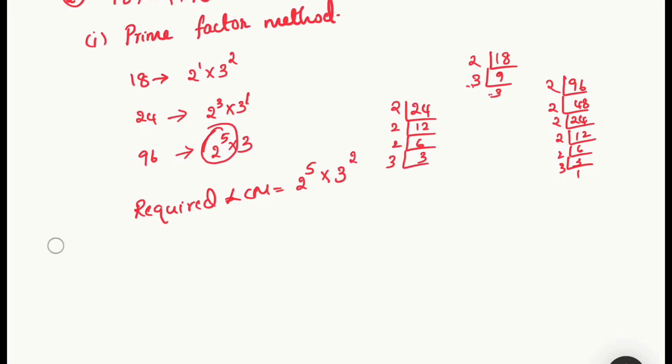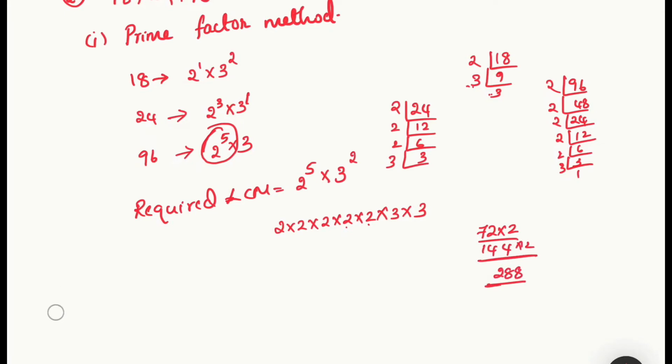So what is 2 to the power of 5? How do I write it? 2 into 2 into 2 into 2 into 2 into 3 into 3. So what do we get? 3 3s are 9, 9 2s are 18, 18 2s are 36, 36 2s are 72, 72 into 2 we get 144, into 2, 288.